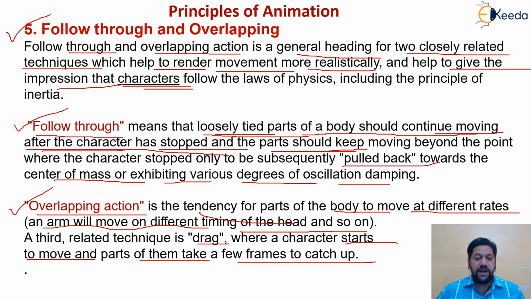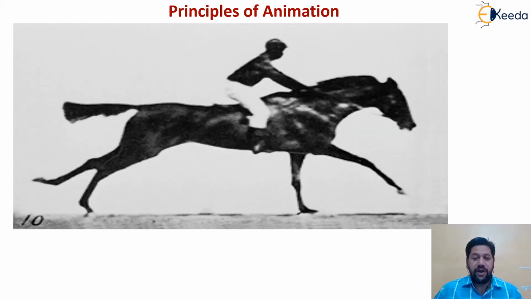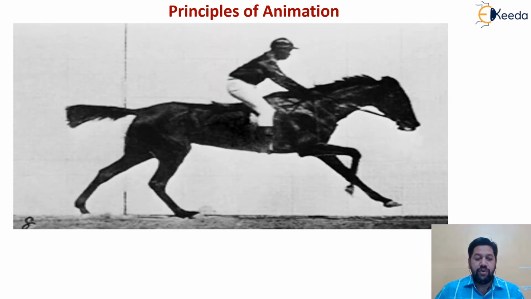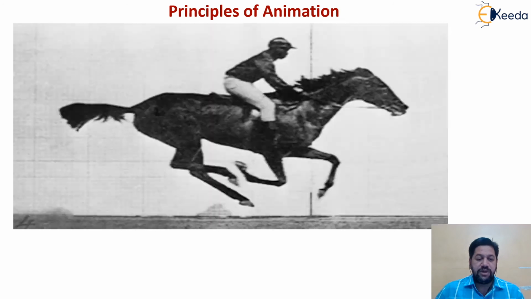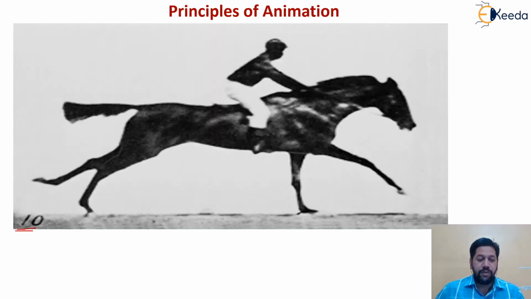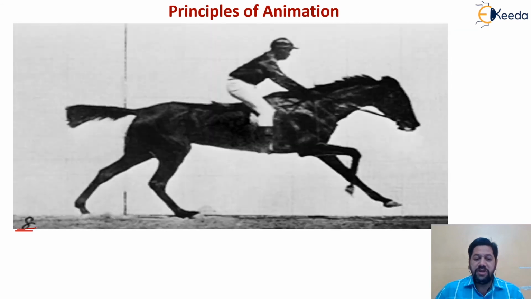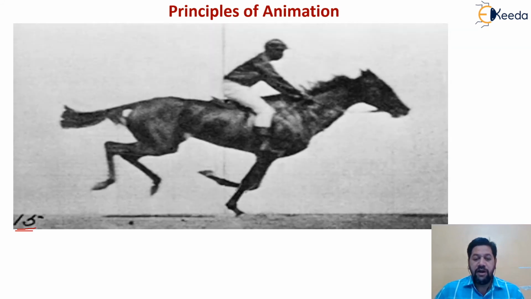Now to understand this point, I have one simple animation to show you, to understand the follow through and the overlapping action. Let us move to the next slide so that everyone will easily understand what is meant by follow through and overlapping. Here you can find the frame numbers: frame number 1, 2, 3, 4, 5, 6, 7, 8. It is moving. Again, the same frame is repeated, so overlapping is there, and there is a follow through.